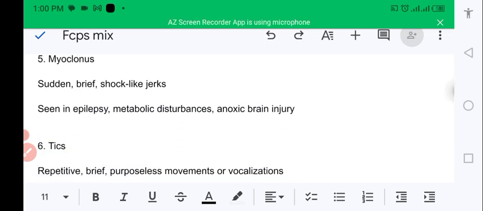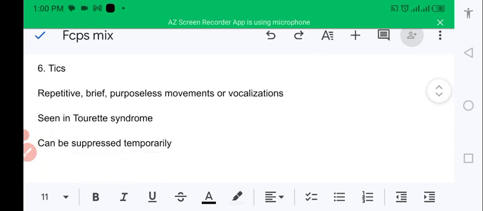Next one is myoclonus. It is sudden, brief, shock-like jerks and seen in epilepsy, metabolic disturbance, and anoxic brain injury. Now, next one is tics. Tics are repetitive, brief, purposeless movements, which are seen in Tourette syndrome, and they can be suppressed temporarily.